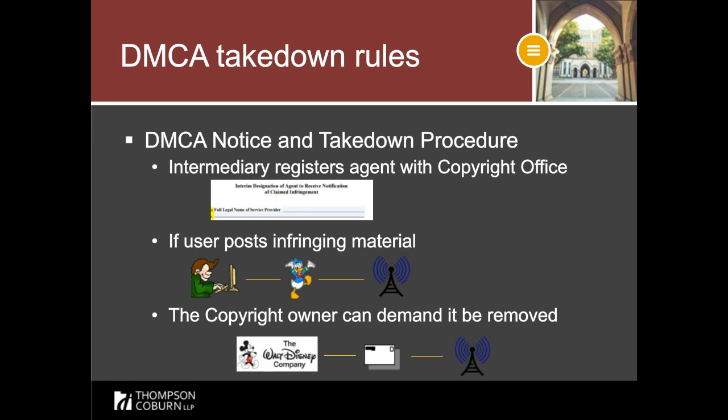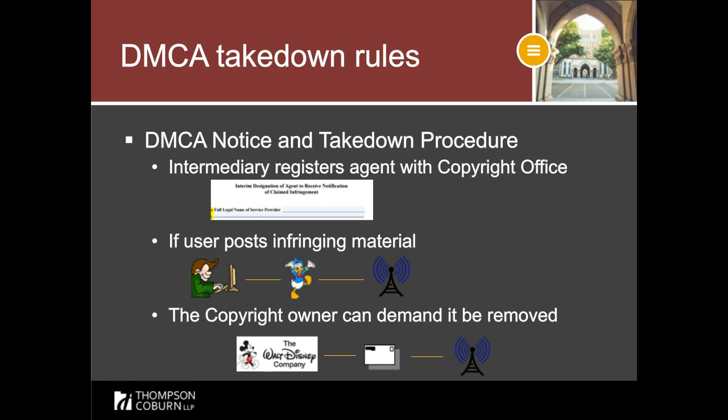My illustration shows the old written form. As of beginning of last year, it's now an electronic form. But it's a registration process with the Copyright Office. It's a very simple one. It used to cost $105. It costs less than that now. So very simple. You have to register an agent.